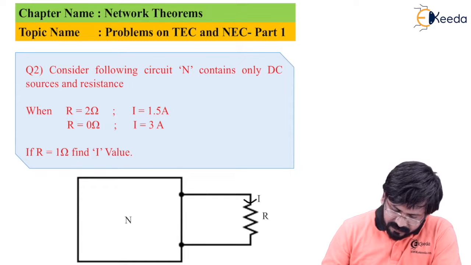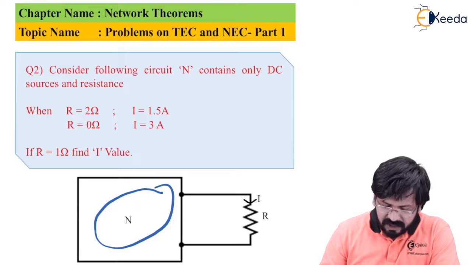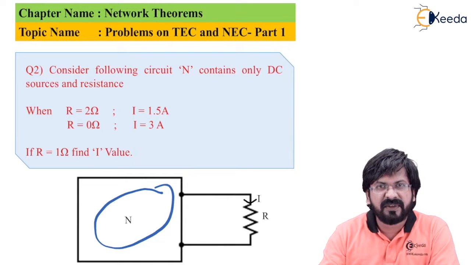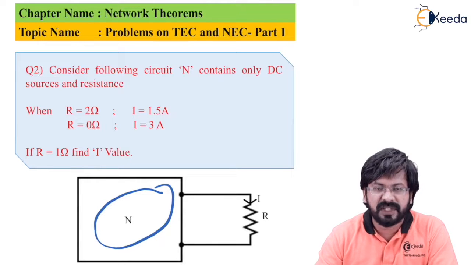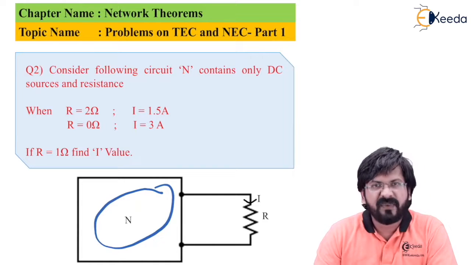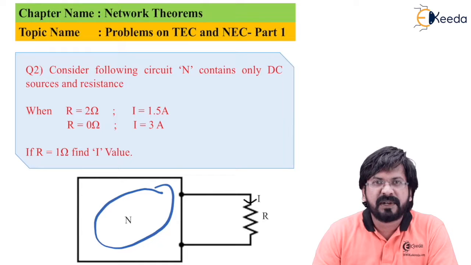To summarize, the network N which they have given is unknown to us. The only information that they have given is that it consists of DC sources and resistances. So in a way, it is a linear network. If it is a linear network, then Thevenin's theorem is applicable to this circuit.